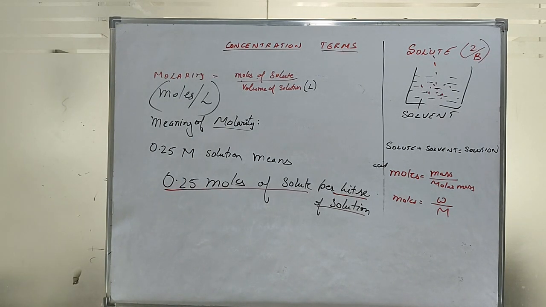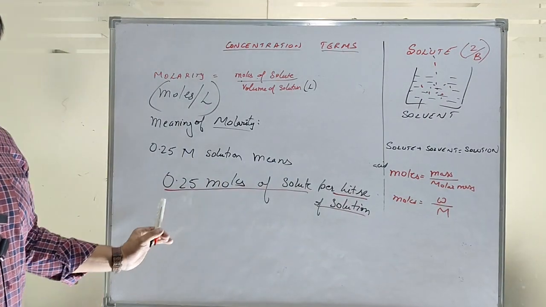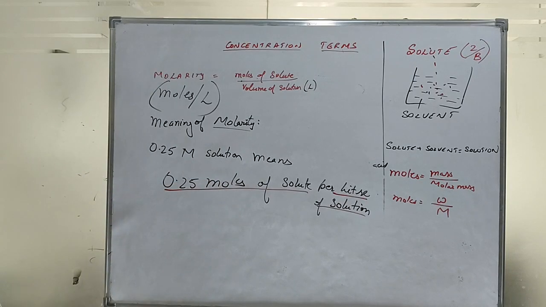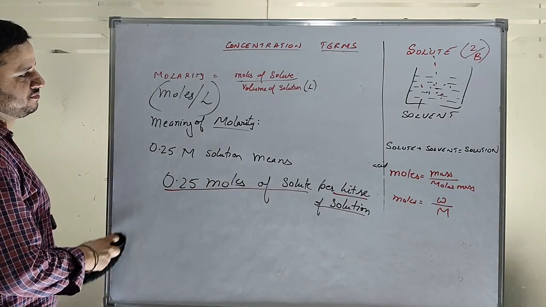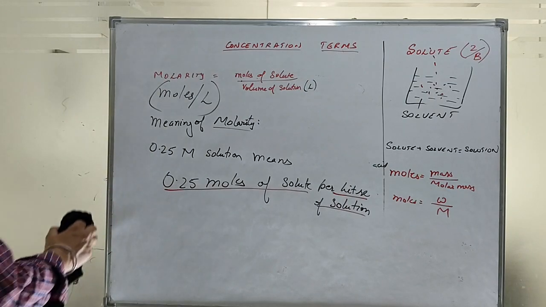So if it is given 3 molar, so 3 moles of solute, 5 molar, 5 moles of solute per liter of solution. So this is all about the molarity.